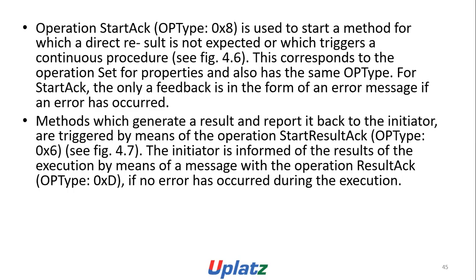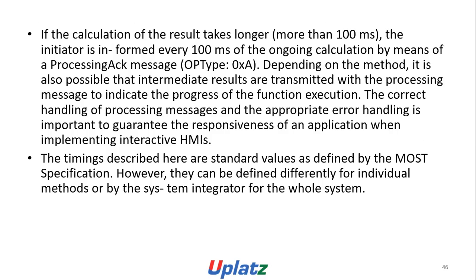Methods which generate a result and report it back to the initiator are triggered by means of the operation start result acknowledge, op type 0x6. The initiator is informed of the result of the execution by means of the message with operation result acknowledge 0xd if no error has occurred during execution. If the calculation of the result takes longer than 100 milliseconds, the initiator is informed every 100 milliseconds of the ongoing calculation by means of a processing acknowledge message 0xC, depending on the method.